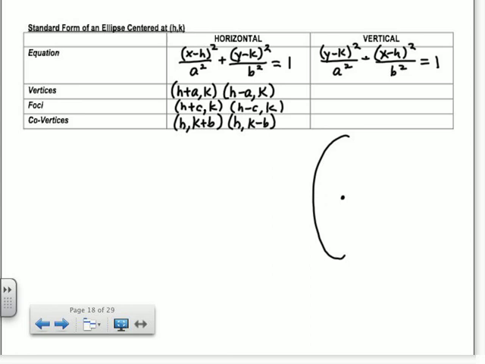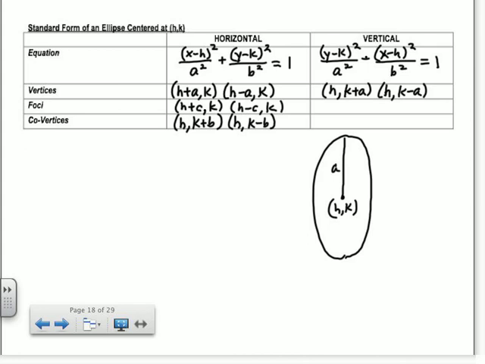Okay, think about this one. If I went up a distance of a, right, that's your major axis, think about what your new point would be. H, comma, k plus a, and h, comma, k minus a. So you're adding to the y value and subtracting from the y value.